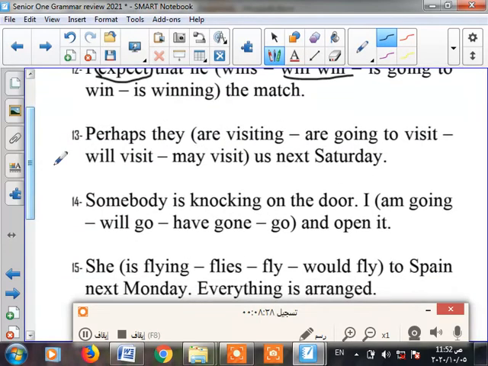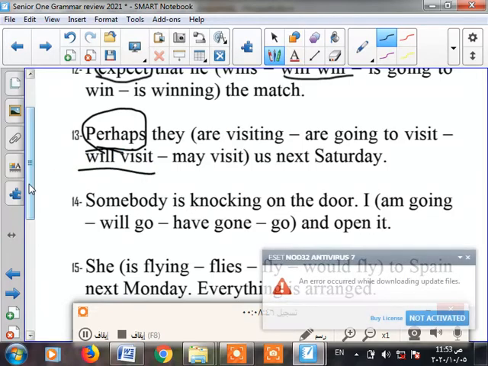Number 13, perhaps, and again draw a circle around the word perhaps. Perhaps they visit us next Saturday. Okay, whenever you find the word perhaps, as we have said, you're gonna use the word will. So, perhaps they will visit us next Saturday.